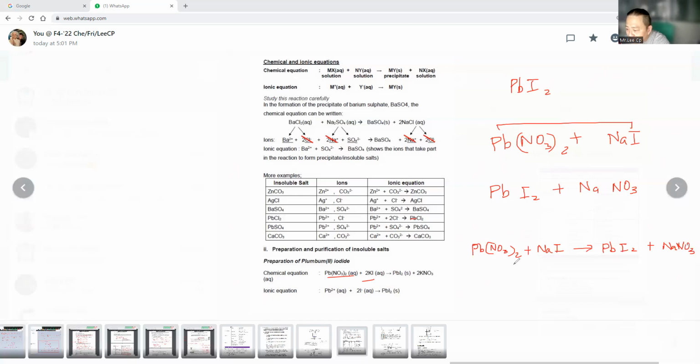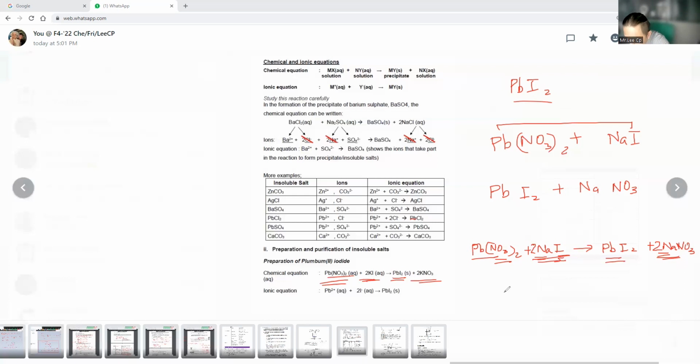Okay, now I want to balance the equation because this one got 2 nitrate. So I need to have 2 here. So when this one has 2 NO3 already, I settle my NO3. So now I need to have 2 because here got Na. So 2 Na, I write 2 here. 2 Na settled already, left 2I is here, 2I is here, Pb is 1. So I got 1 and then 2 and then 1, and then 2.